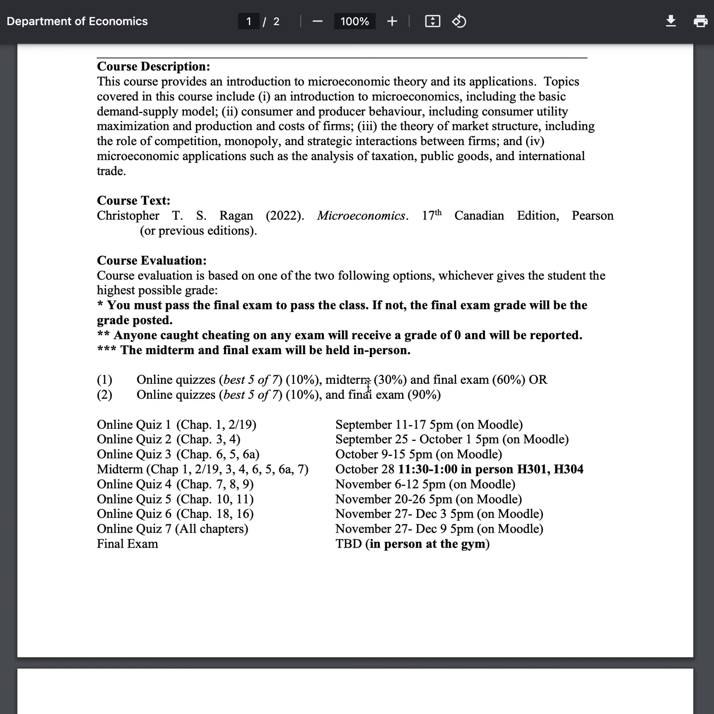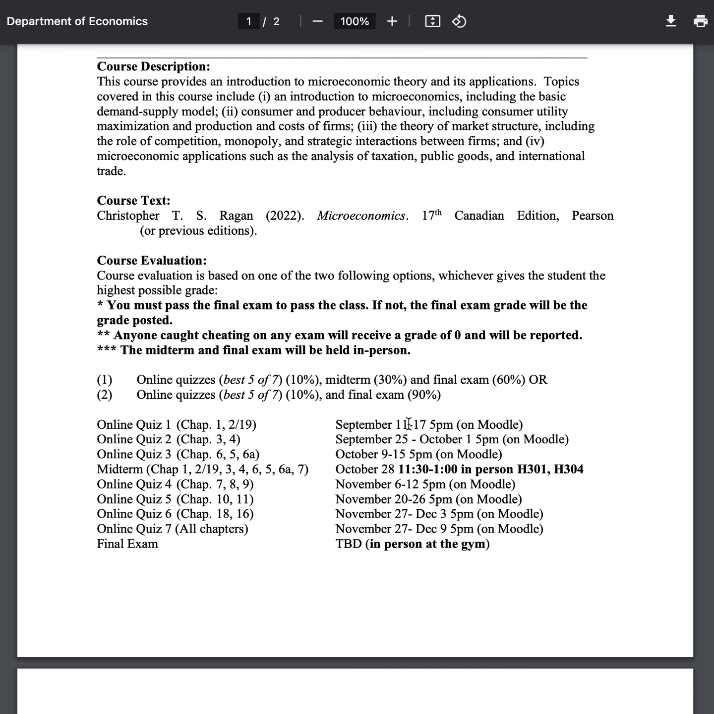And then the two grading schemes differ in the sense that you can either have the midterm count and the final, or just the final exam, especially if that midterm date doesn't work for you for some reason or you don't do well. So those are your two different grading schemes.